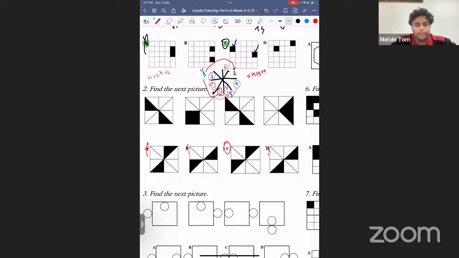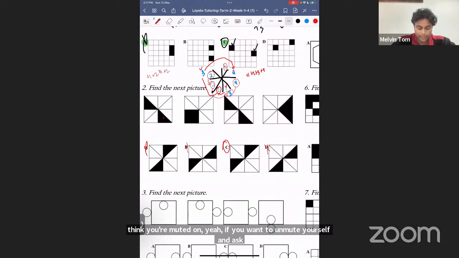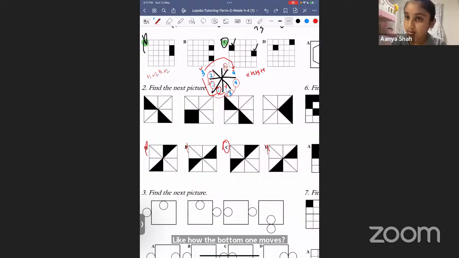All right. So Anya Shah, could you explain what you mean by your question? I think you're muted, Anya. If you want to unmute yourself and ask. Like how the bottom one moves? This one here. Yeah.